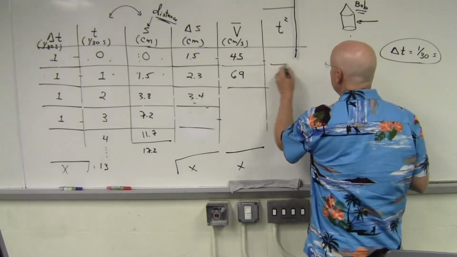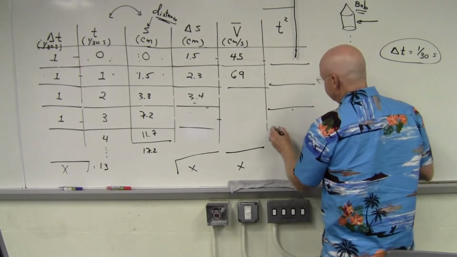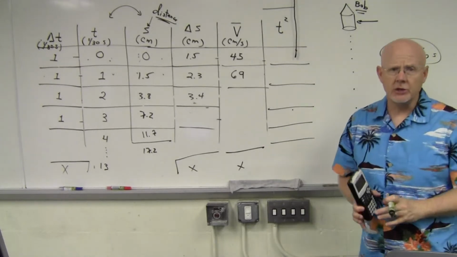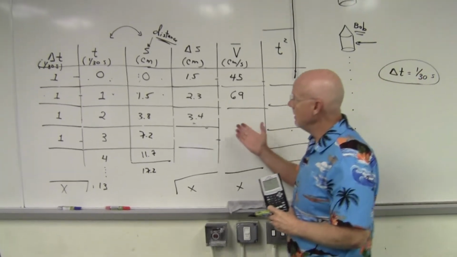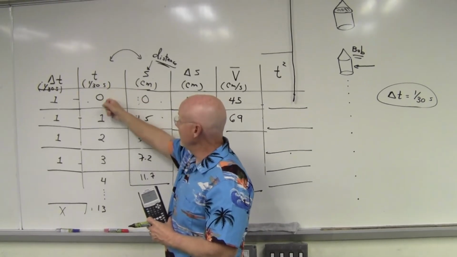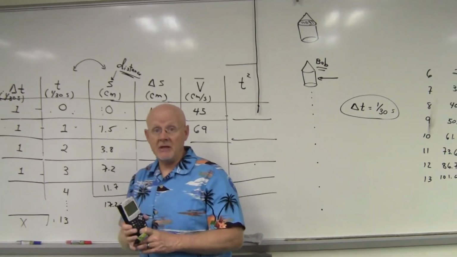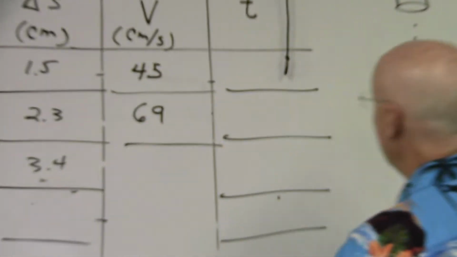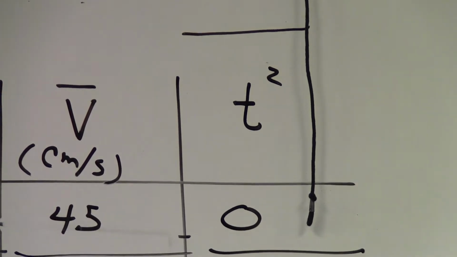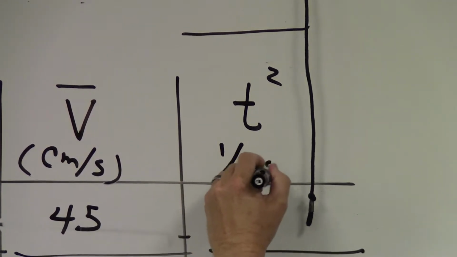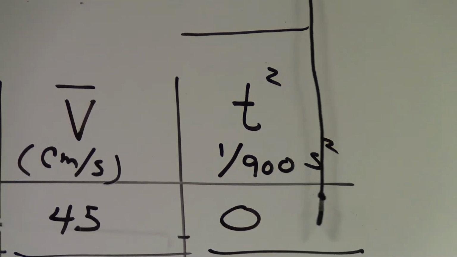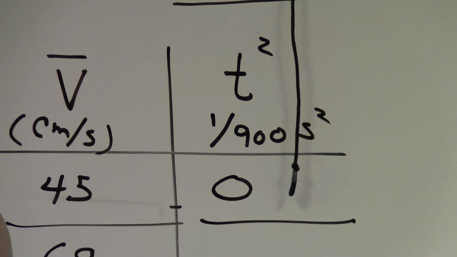Now, this column here won't be so obvious until we start making our graphs. So I'll just follow their directions. Their direction says take the time and square it. All right, so here's the column for time, 0/30th. If you square it, that means 0 times 0, what do you get? 0. But it's 0.09 seconds squared, right? Because a 30th times a 30th makes 1/900.